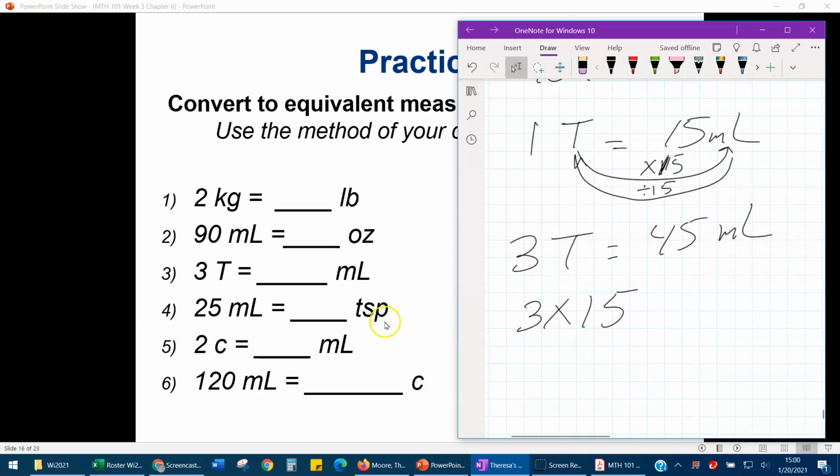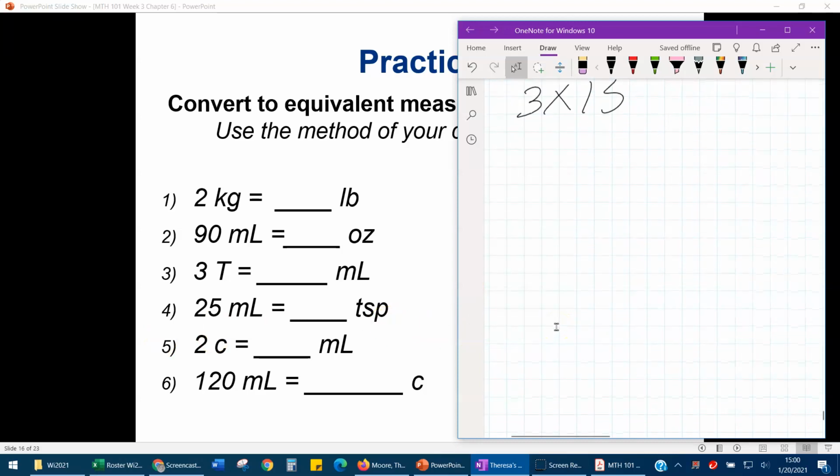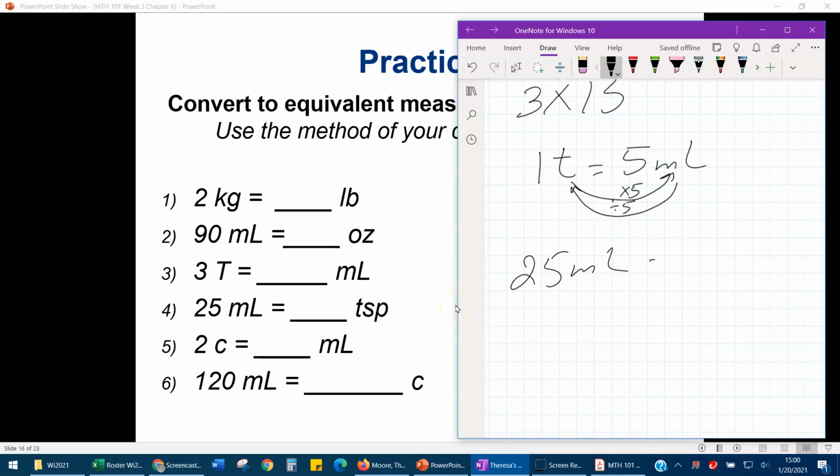Now milliliters to teaspoons. Well, I know 1 teaspoon equals 5 milliliters. So remember, teaspoon is tsp or lowercase t. So if I'm going from teaspoon to milliliter, I multiply by 5. Milliliter to teaspoon, I divide by 5. Well, here I'm going from milliliter to teaspoon. So 25 milliliters, 25 divided by 5 is 5. So 25 milliliters is 5 teaspoons.